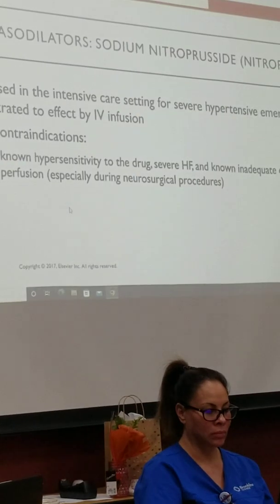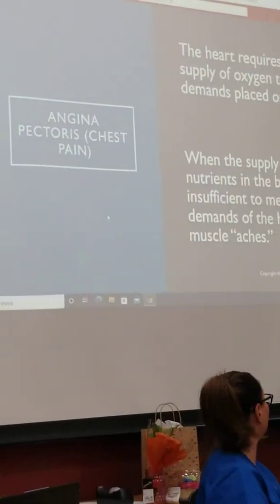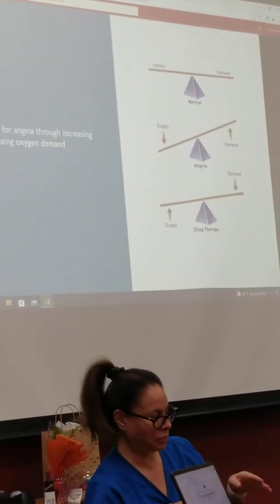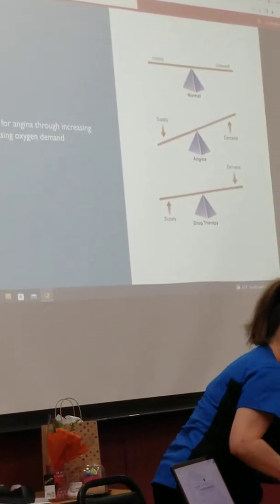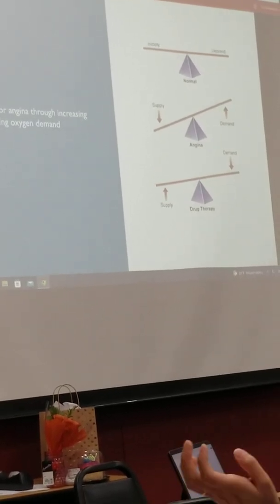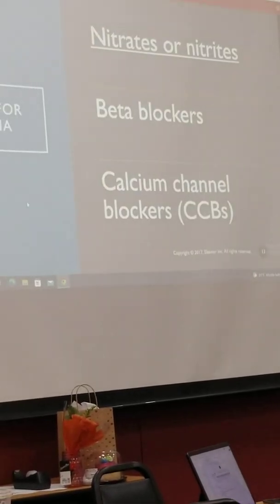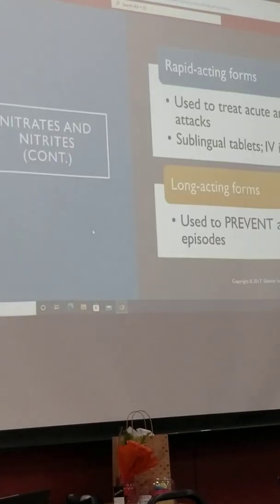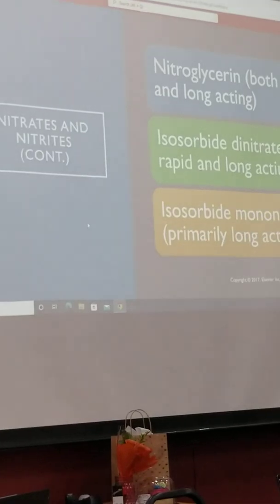Nitroprusside, hydralazine, we talked about angina, we talked about ischemia. Here's a little graph in there, way better than mine, but it talks about the oxygen demand for the heart. Yeah, we kind of talked about this.